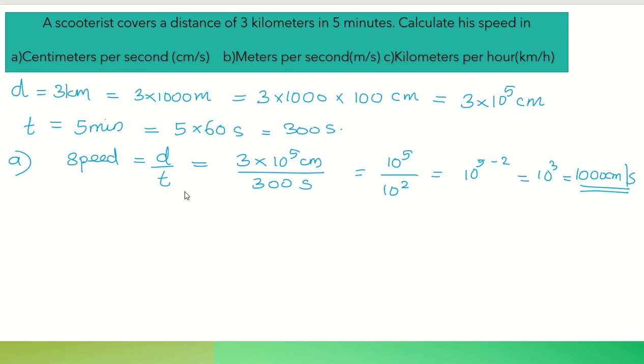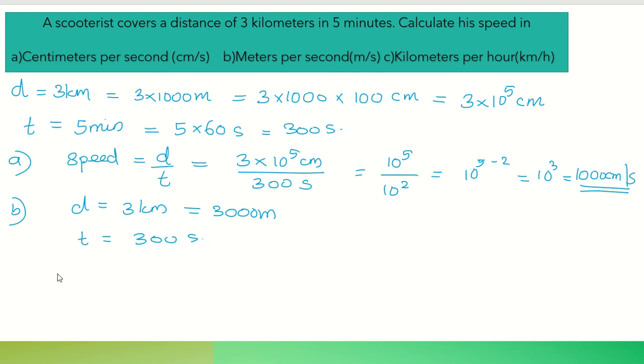So the first answer is 1000 centimeter per second. Now, next we have to convert it into meter per second. Already we have the conversion of kilometers into meters. So distance is equal to 3 kilometers, that is equal to 3000 meters, and time taken is equal to 300 seconds, right? Now what is to be done?